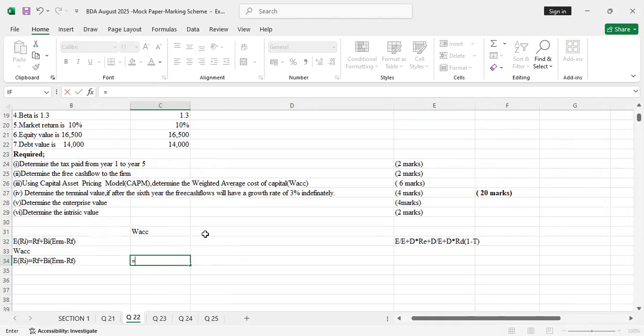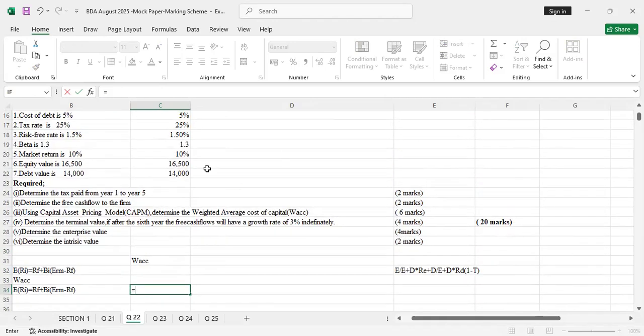So the cost of equity there, we start with the risk-free rate. You say equals to, what is the risk-free rate? The risk-free rate is here, we're given 1.5. Just select it. Then you add beta. Beta is 1.3. Then you put a bracket. You have the expected rate of market return. The market return here, we are told it is 10%. So you pick that 10%. Then you subtract the risk-free rate, which was 1.5. Then you close the bracket, then you enter.